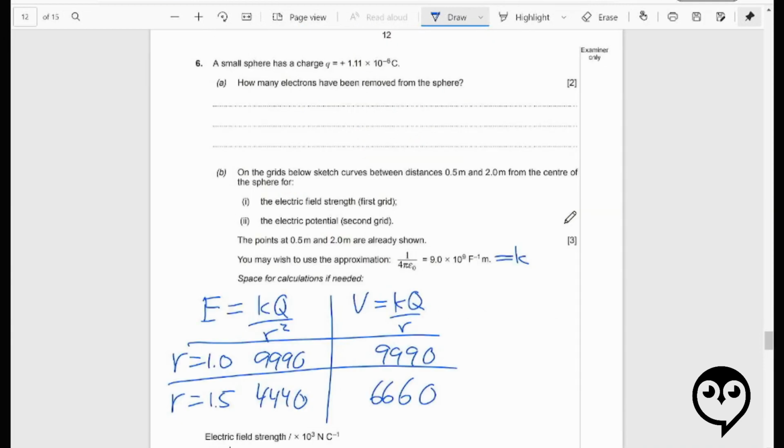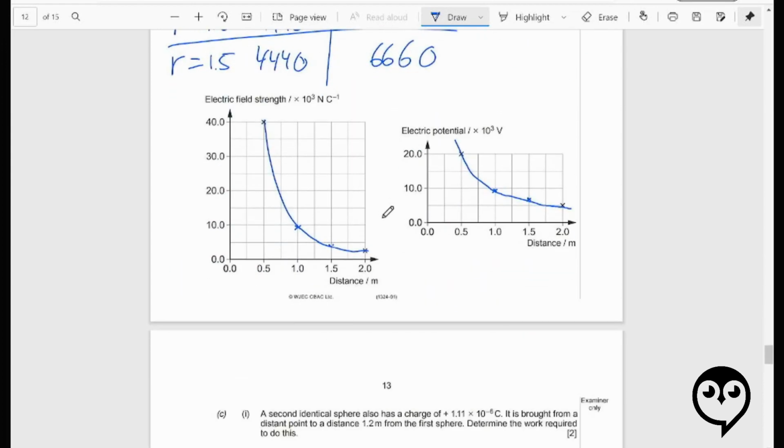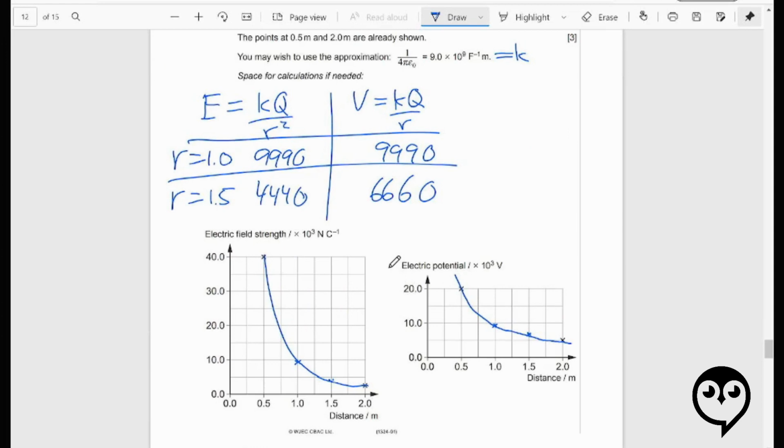Okay, next question is on the same paper, and we're going to ignore Part A, which is beyond the scope of this video, but we will take a look at Part B here. They want you to sketch some curves between 0.5 and 2 from the center. The first graph is electric field strength, and the other one is electric potential, and those are versus distance. Because they've already given all of these dots, you've only got to calculate the two. So I did values of R equals 1 and 1.5. I calculated the electric field strength and the electric potential and plotted those points in there. And this is how the graphs look.